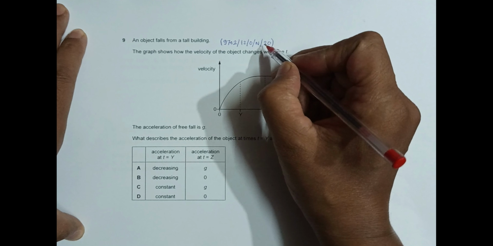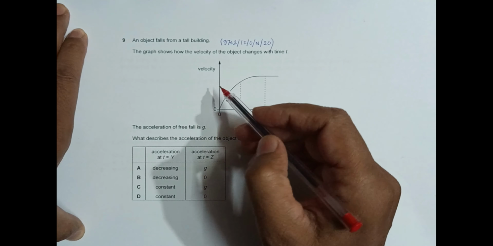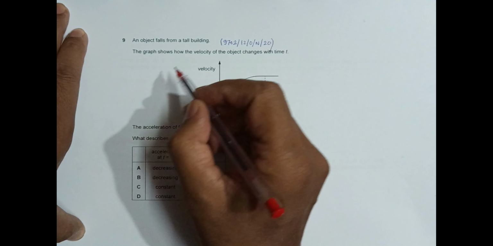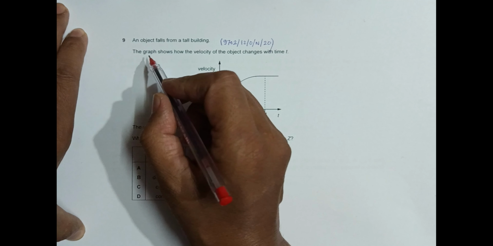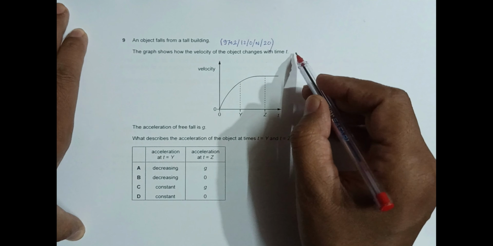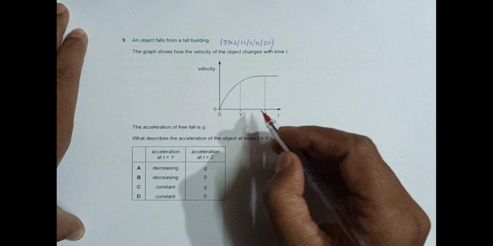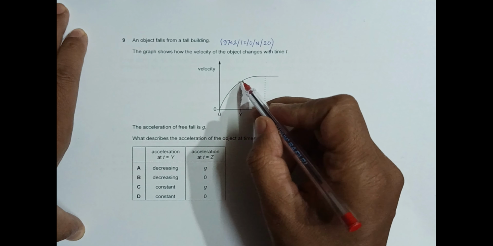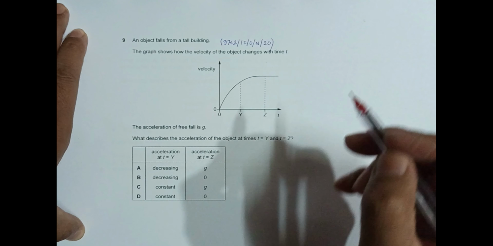Hello folks, this is 2020 October November paper 1-2 and the question number is 9. The question is concerned with the chapter kinematics, or we can say forces as well. It says an object falls from a tall building. The graph shows how the velocity of the object changes with time t. So this is the velocity in the y-axis and time in the x-axis. The velocity starts from 0, it keeps on increasing, and ultimately the velocity is constant at some positive value.